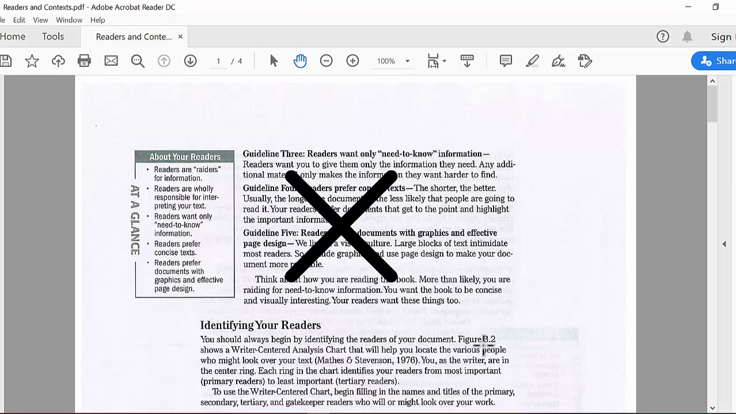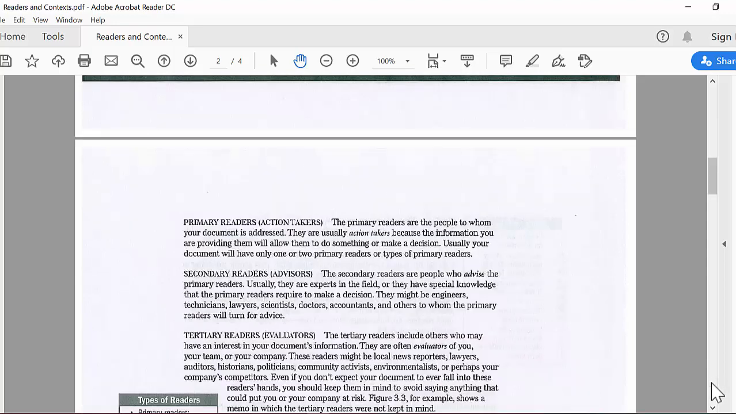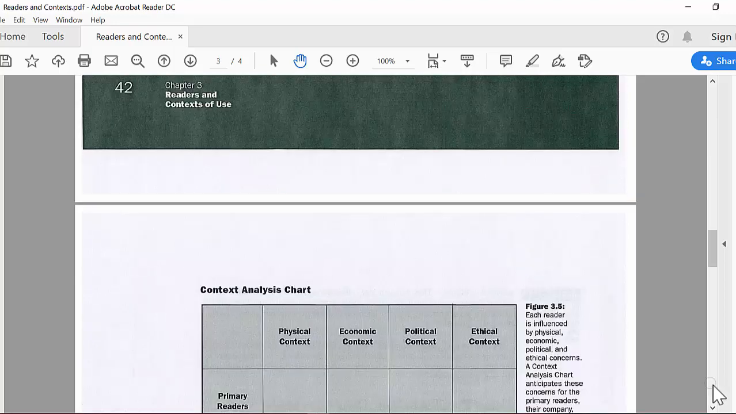Shortly before break, I gave you a reading about readers and context that looked a bit like this. It didn't have the X on it, but I just put that X through it. You don't have to read that first part. This is a reading to help you understand and identify the readers and context for your writing.